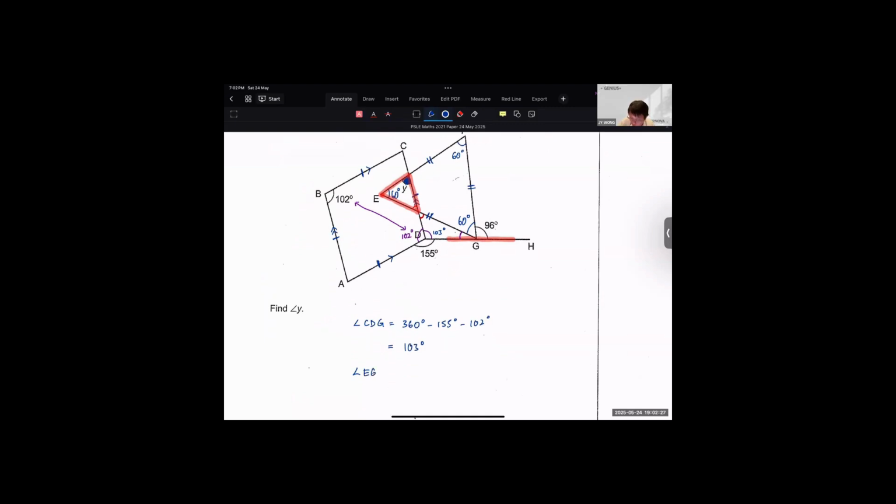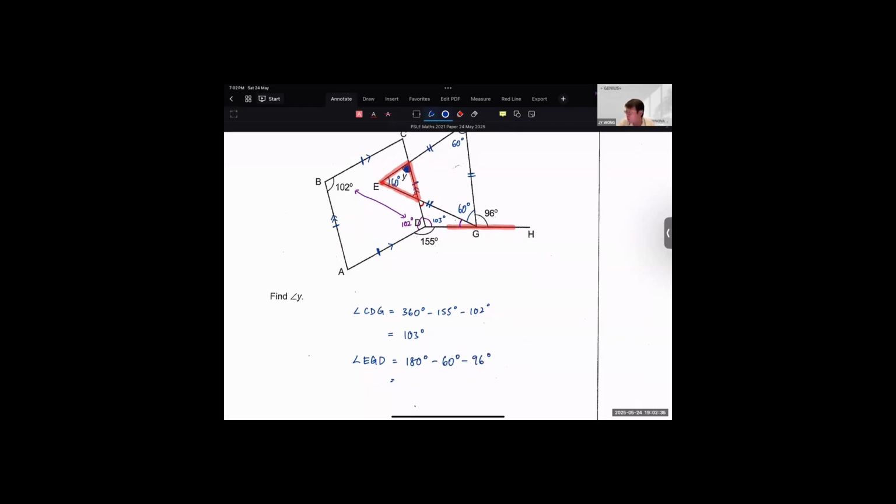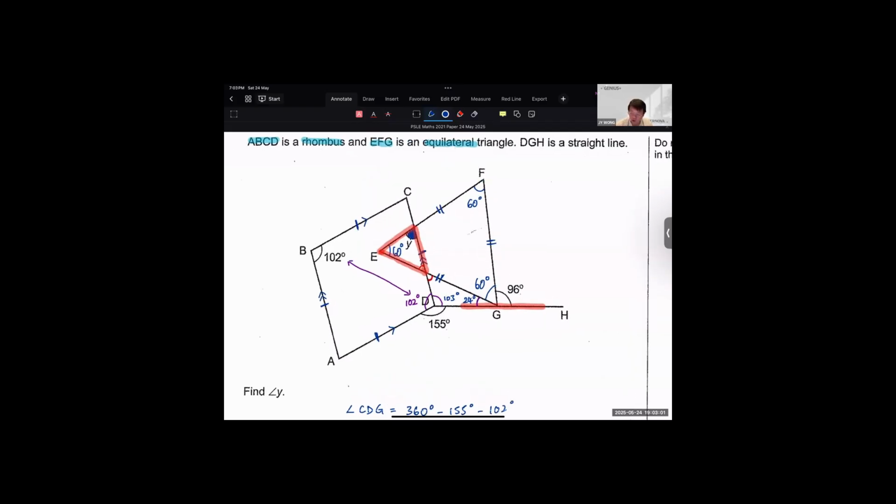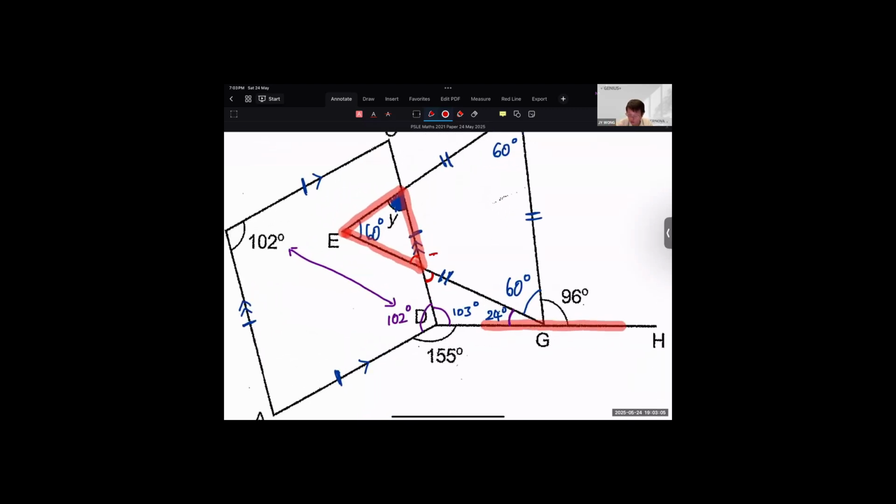Angle EGD equals to 180 minus 60 minus 96. And that will give me 24 degrees. Angle sum on the straight line. Okay? Once I have this is 24, I can now find this angle which they didn't label the point there for you. Okay, so if they never label a point you want, you can go and label the point yourself. So I'm just going to label it as point I.